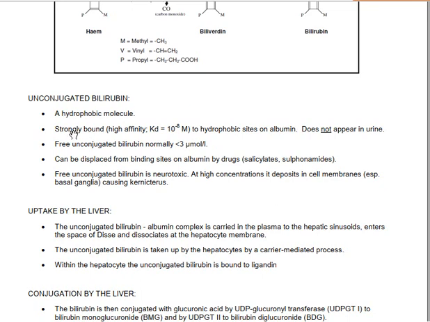Now you need to know that free unconjugated bilirubin should normally be less than 3 milligram per deciliter, or less than 3 micromole per liter. Is it clear? The unconjugated bilirubin can be displaced from albumin by drugs like salicylate or sulfonamide. That's why generally it is not good to give children sulfonamide drugs, because they can displace bilirubin from the albumin.